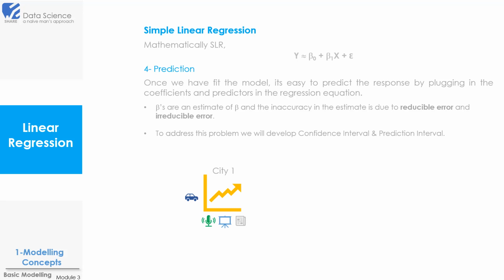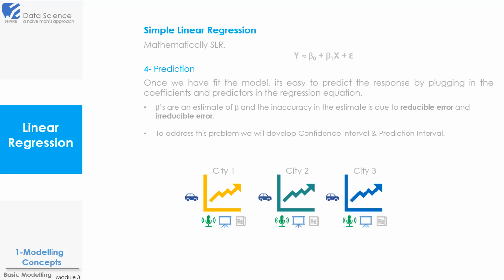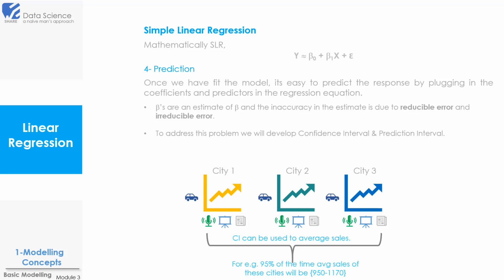So let's say we have sales data of our cars based on the expenses incurred in advertisement in different media, such as radio, TV, newspapers, etc. Now we have this data for different cities as well. So here we can use confidence interval to average the sales of these cities, which means we can say that for a 95% confidence interval, the average sales of these cities will be between 950 to 1170. That means 95% of the time, average sales of these cities will be between 950 to 1170 units.